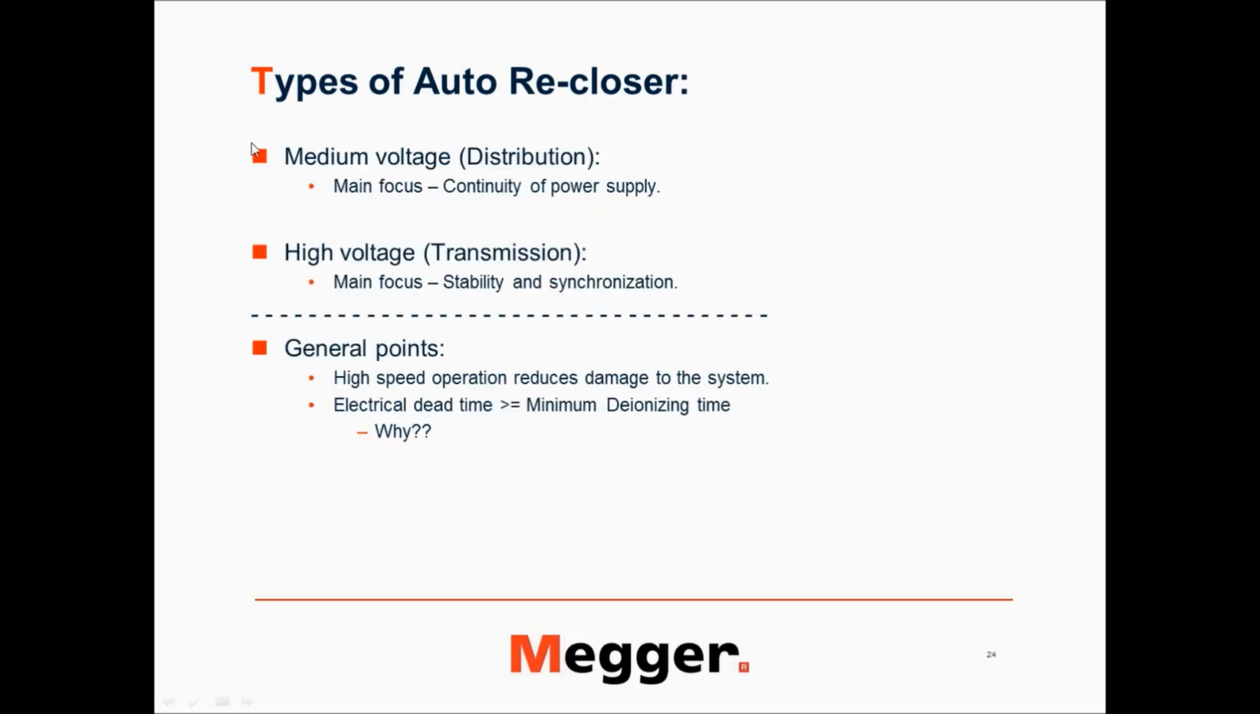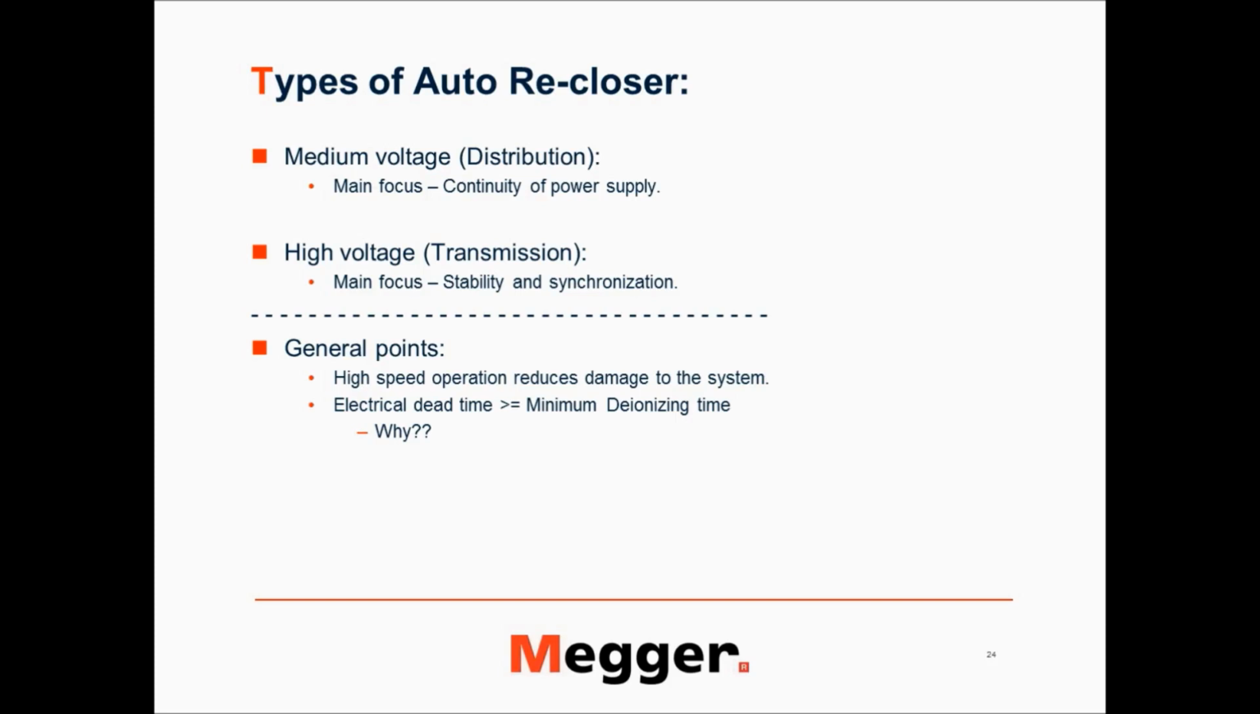Now we can also distinguish auto reclosures based on where they are located on the system. Most of the time, the high voltage auto reclosures are located in the transmission lines, and the main focus of that auto reclosure is stability and synchronization. So what the controller of the auto reclosure will be looking for is to maintain the stability of the system and to maintain the synchronization of the transmission lines.